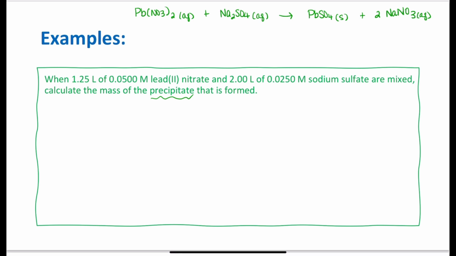Write down what you're told. You've got 1.25 liters of a 0.0500 molar solution here, and you have 0.0250 molar, 2 liters here. Remember what this information tells you. This information can get you to moles. So I have moles and moles, which means I have a limiting reactant example.